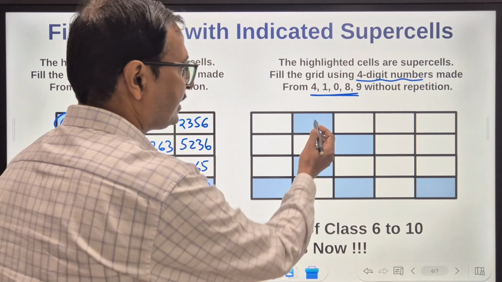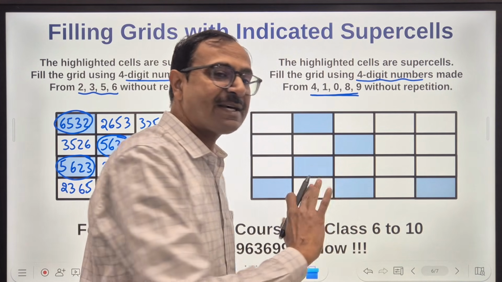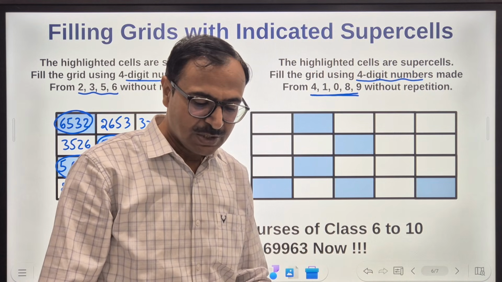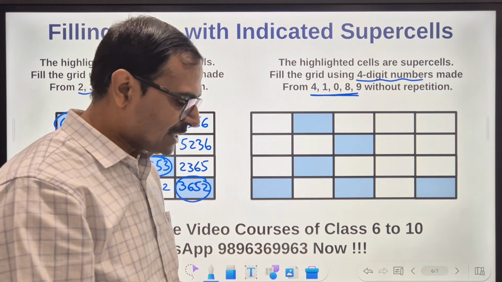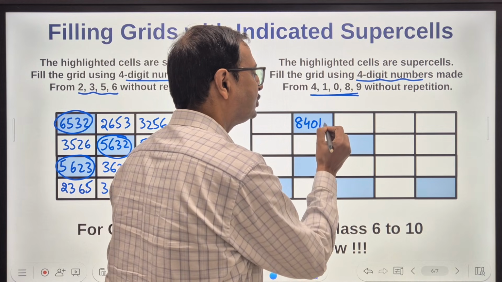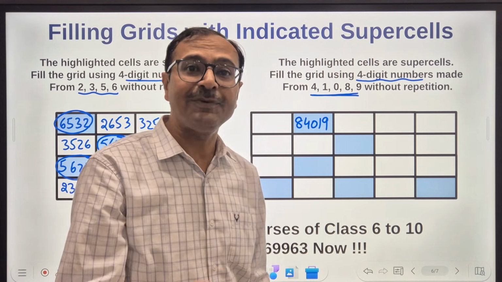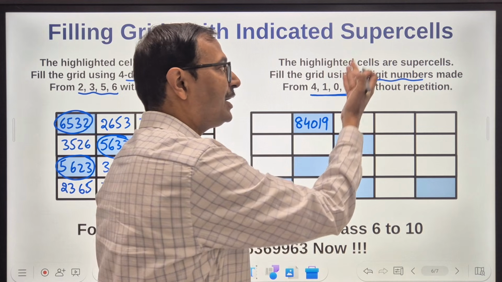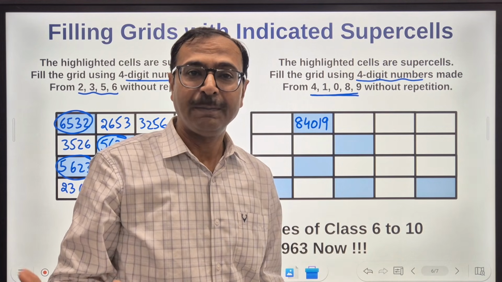And the highlighted ones, 1, 2, 3, 4, 5, 6, these are all supercells, and the rest are non-supercells. So for this one, the supercells I have made are 8, 4, 0, 1, 9 here. See, why am I starting with 8 in the supercell? Because that will be the larger number. Starting with 8 or starting with 9 will give the bigger numbers.